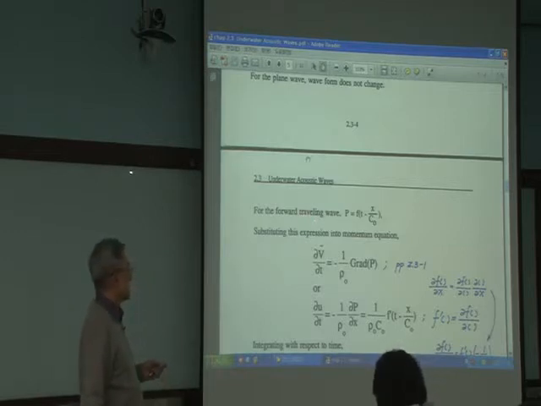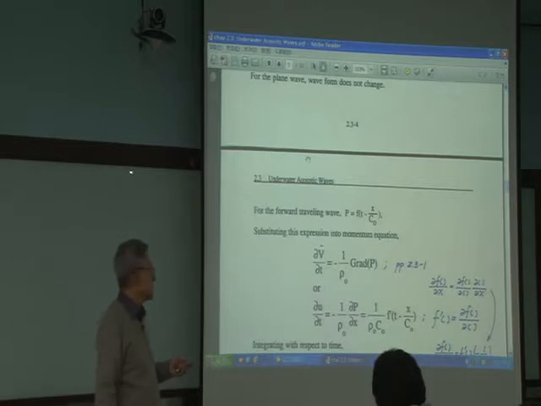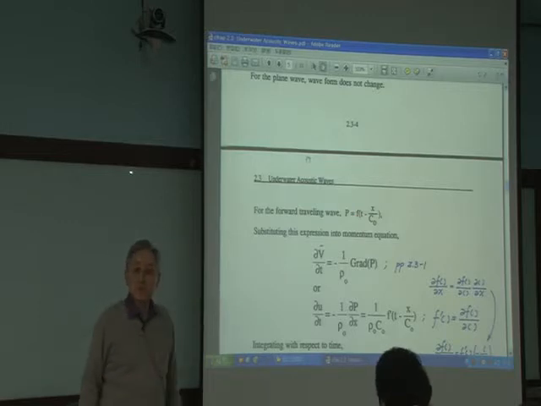So this is a one-directional wave called the forward traveling wave. So I'm going to consider p equal to just a function of f, okay? It's just propagating in the x direction. It's understandable.